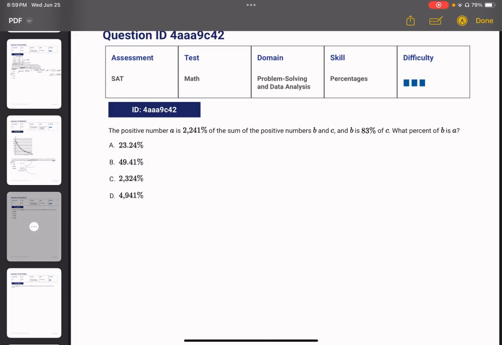Okay, the second problem. The positive number A is 2,241% of the sum of the positive numbers B and C, and B is 83% of C. What percent of B is A? Okay, we're going to start out with this fact right here, one at a time. So we know that 2,241% divided by 100 is going to be equal to 22.41. So whenever we multiply something, we want to multiply it by 22.41, not as 2,241%. Now we can write our equation.